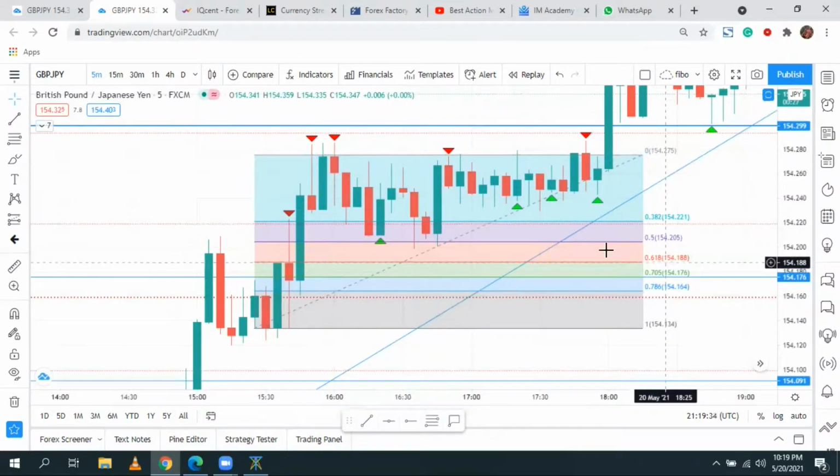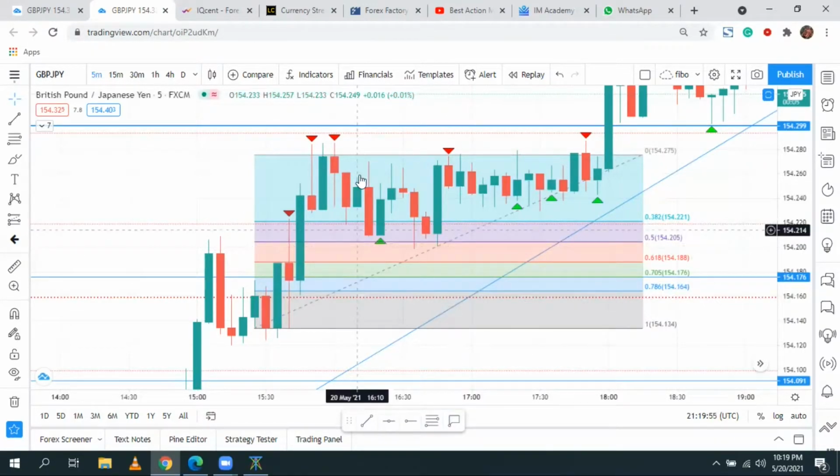I will take that again. The moment you see the market getting into from the 0.5 to the 0.618, that's what we are waiting for. This pink zone. That's what we are waiting for. That's where we are looking at.